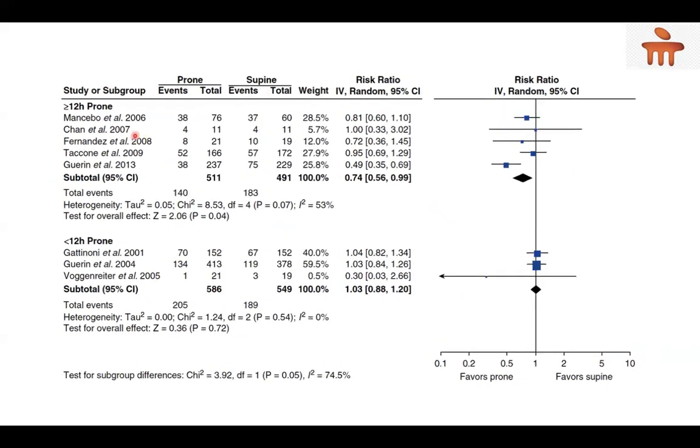Next is the duration of proning. When you see the studies where proning was done for more than 12 hours, they had a mortality benefit compared to studies where proning was done for less than 12 hours.